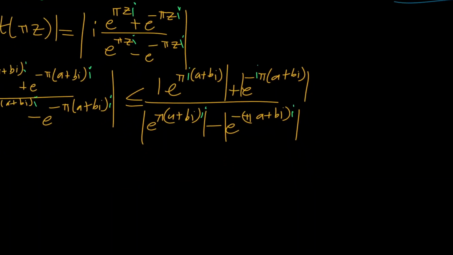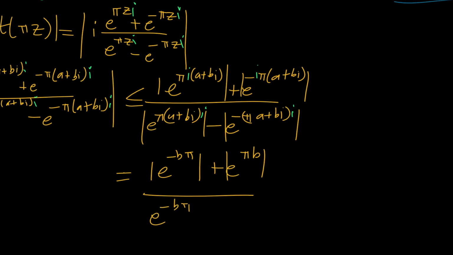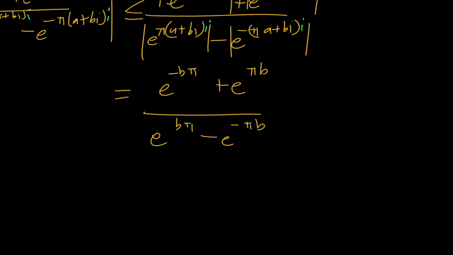We can rewrite this. We can say this is equal to the absolute value of e to the minus b pi, plus e to the pi b, divided by e to the pi b, minus e to the minus pi b. And we can drop the absolute value signs because these are all just going to be positive numbers. And you'll see here that we can simplify this one step further. We can multiply the top and bottom by e to the minus pi b and obtain that this is just 1 plus e to the minus 2 pi b divided by 1 minus e to the minus 2 pi b.